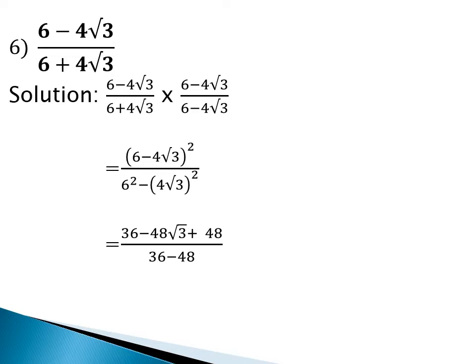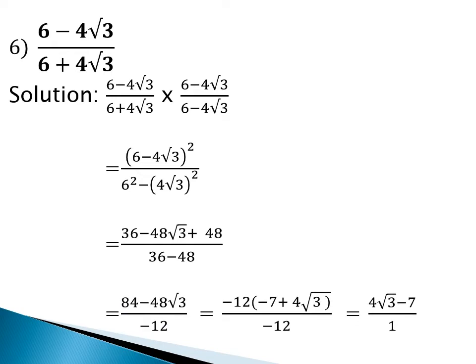So we are having the next step. If you see, in the numerator 36 and 48 are to be added. Then your answer is 84. We cannot add this 84 to the 48 root 3 because both are different terms only. One is rational, another one is an irrational number. Now do the simplification for the denominator. You will get minus 12.